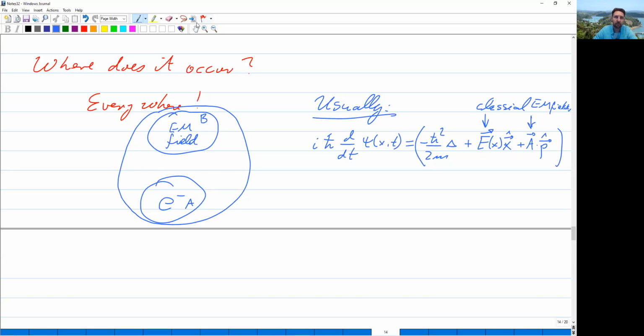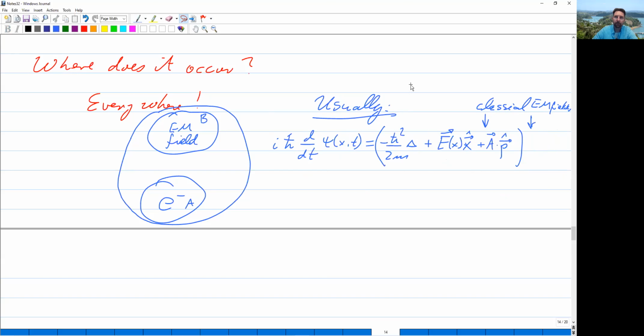All of this needs to act on psi of x and t. Right? So that would be the usual Schrödinger equation, something like that, where we would have an interaction between an electron and an electromagnetic field. But why is that legal? Why would that be correct?